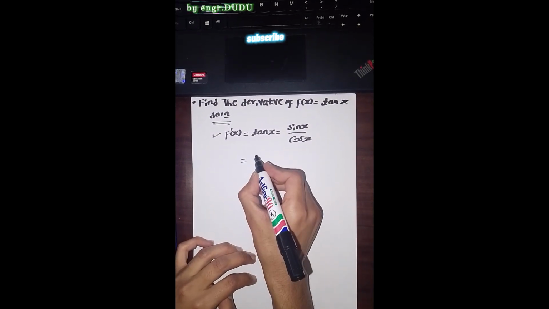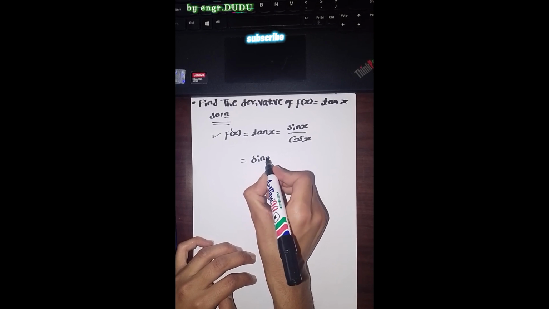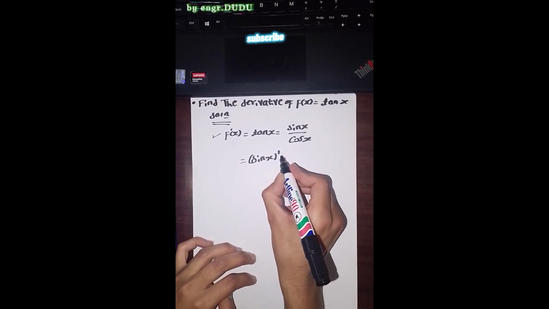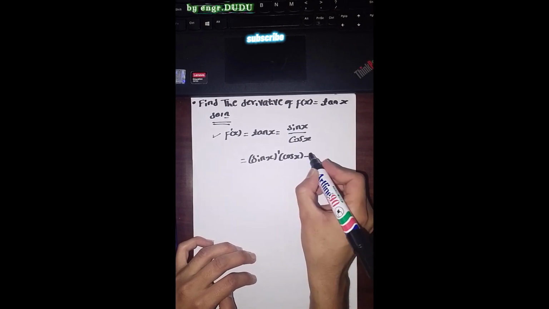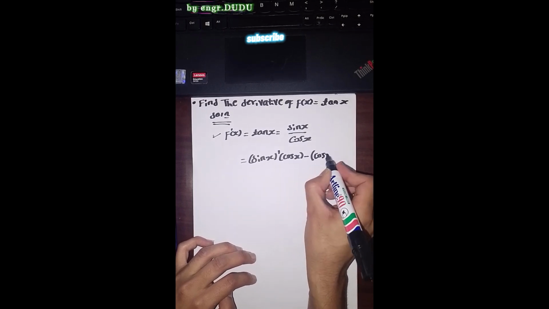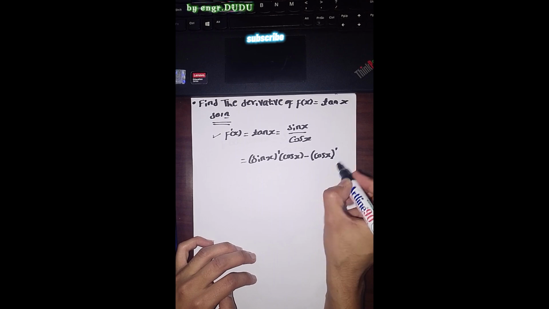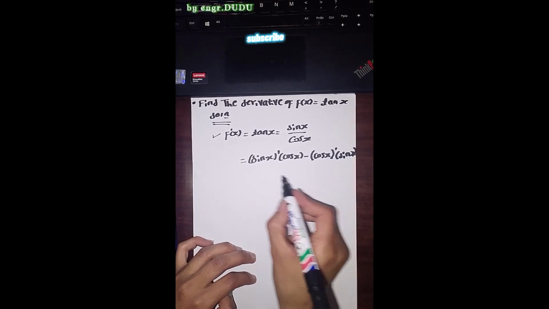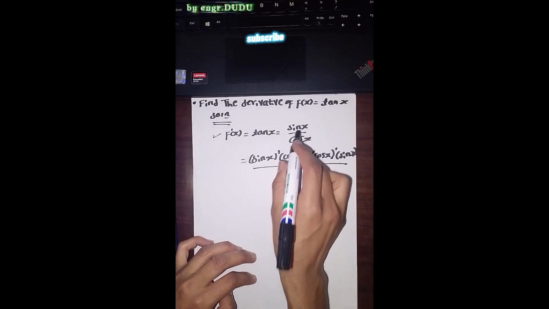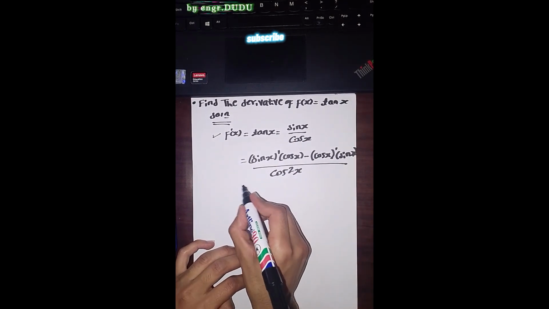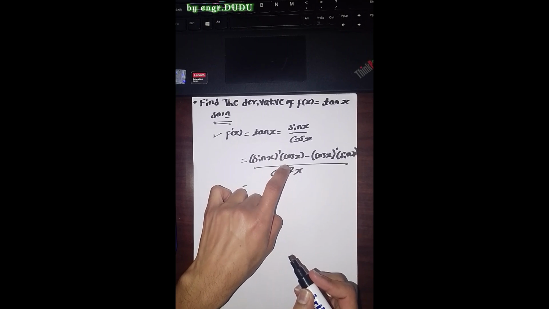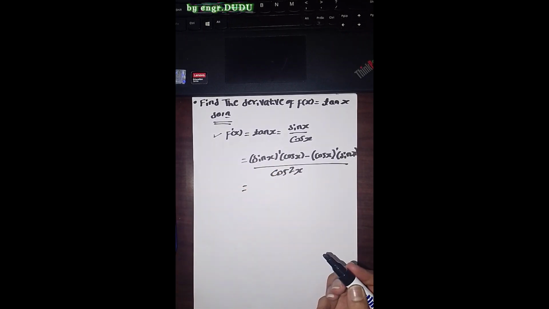equal to sin x prime times cos x minus cos x prime times sin x, over cos square x. This is the derivative division property.